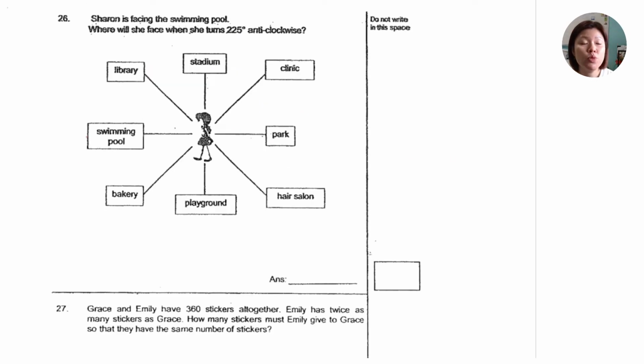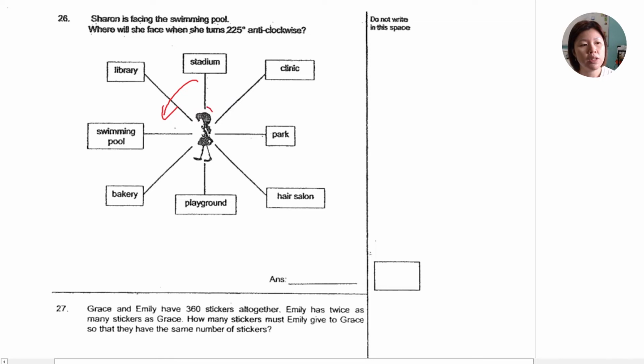Okay, now let's move to question 26. It's on angles. Sharon, this little girl, is facing the swimming pool. Where will she be if she turns 225 degrees in the anti-clockwise direction? Clockwise is moving the same as the clock. Clockwise is here, anti-clockwise is here. Since the question mentioned anti-clockwise, it will be this direction instead. So it's asking for 225.